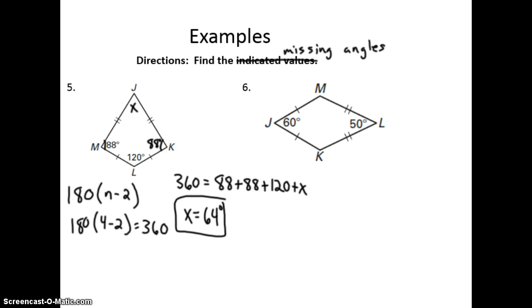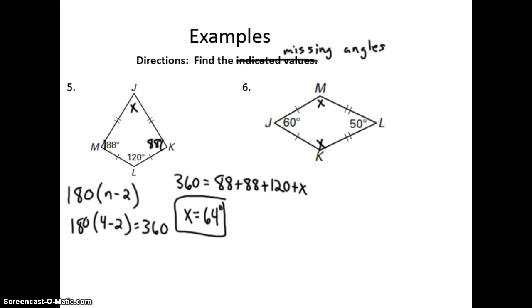And then over on number 6, I don't know angle M or angle K. Let's call that X and Y. But we also know they're going to be the same. So I know that X is going to be equal to Y, so let's just call it X and X.